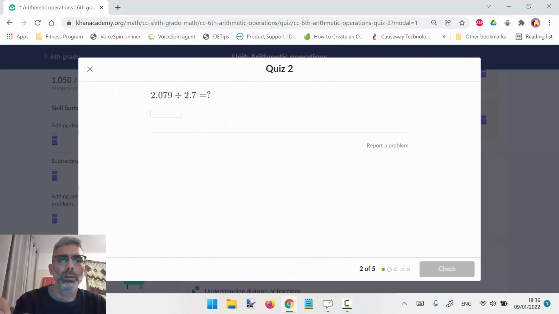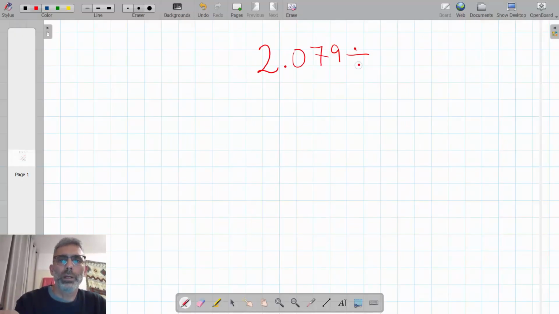2.079 divided by 2.7. Okay, so the divisor is a decimal, so I shift the decimal point one place to the right, and in the dividend I do the same thing.